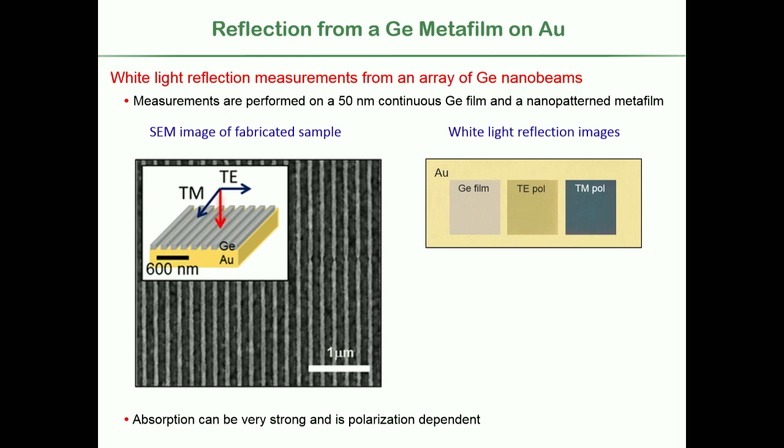And I'll try and argue that in the case of TE, I don't drive a resonance, and the light actually just sees the gold. That's why this looks like dark gold, with a little bit absorbed. In the TM case, I can drive a resonance in the beam, and almost all of the light gets absorbed. That's why it looks black.